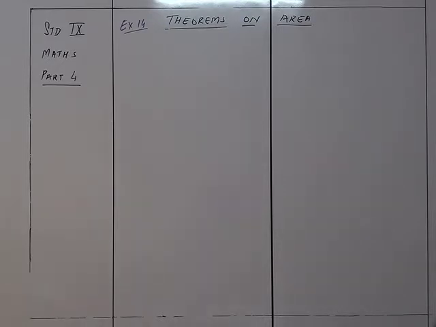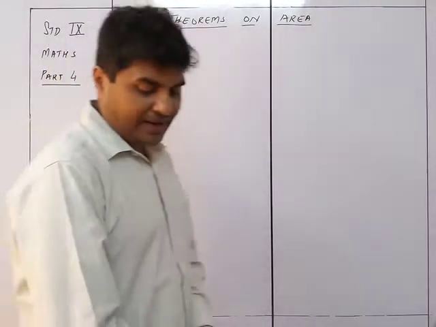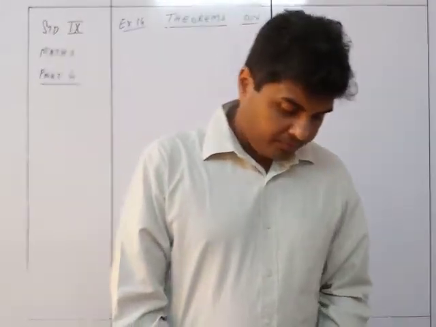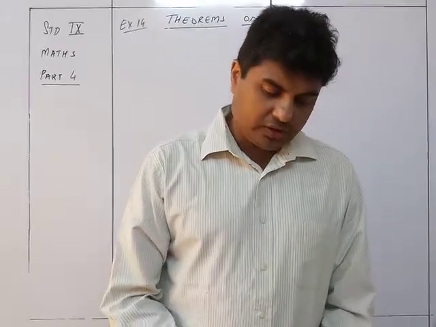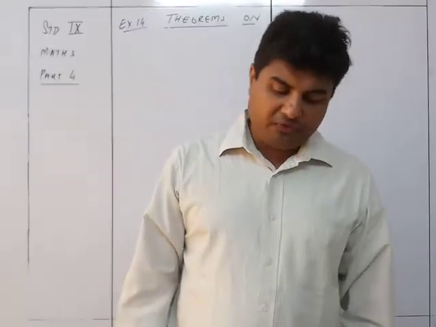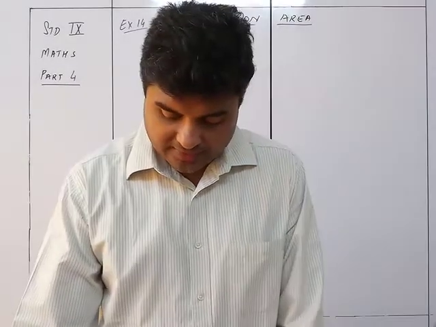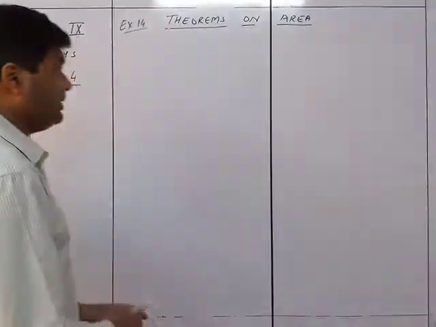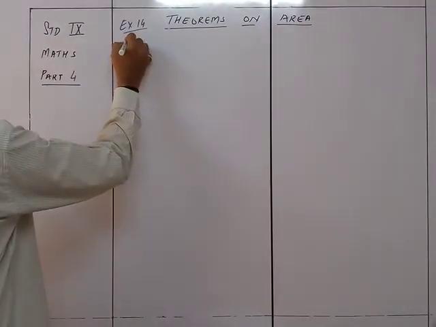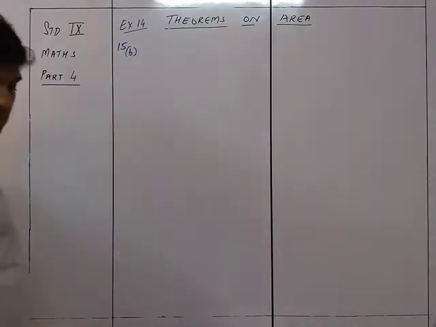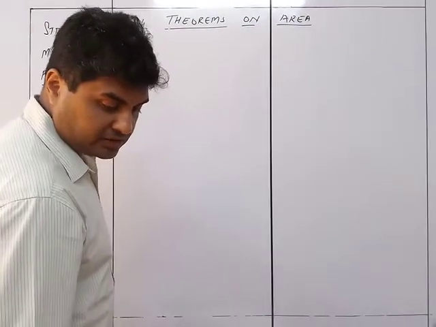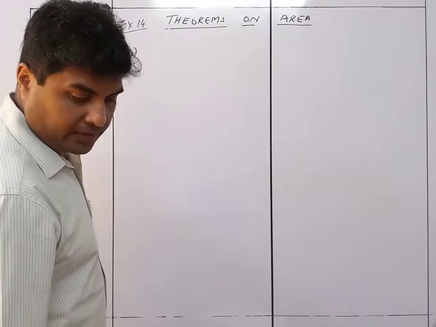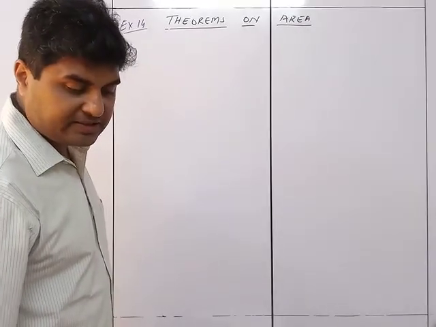So we continue with exercise 14 of theorems on area, and we are done till sum number 14. So now we do the sum number 15b. Okay, alternate sums. So the next one is sum number 15b. So sum number 15b is this way. You're given a triangle with perimeter as 37.